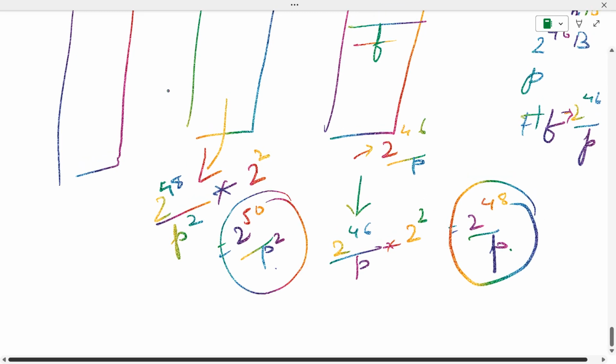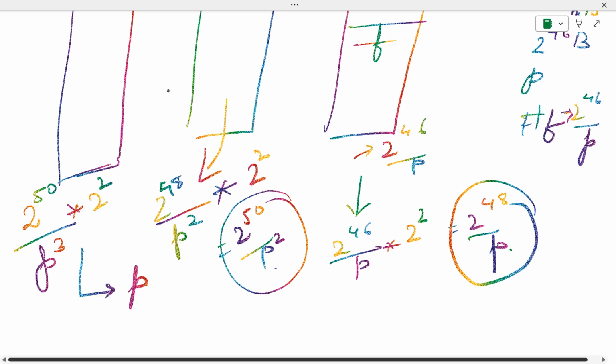Now this has been divided into P equal size pages. So for the third level, it will be 2 raised to the power 50 upon P cube into 2 raised to the power 2. This is the size. Now this size is equal to the page size, so it will be 2 raised to the power 52 equal to P to the power 4. So P equals the fourth root of 2 raised to the power 52, or we can say P to the power 4 equals 2 raised to the power 52.